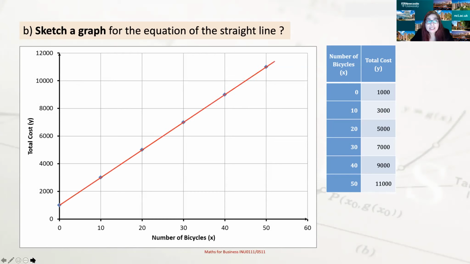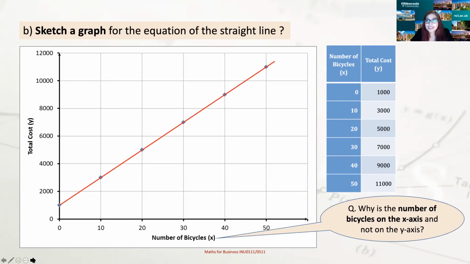And that's how you draw a straight line graph, yeah? Okay, now I just mentioned it, but I want to see whether you understand. Why is the number of bicycles on the x-axis? Why did I use the number of bicycles on the x-axis rather than on the y-axis? Why?